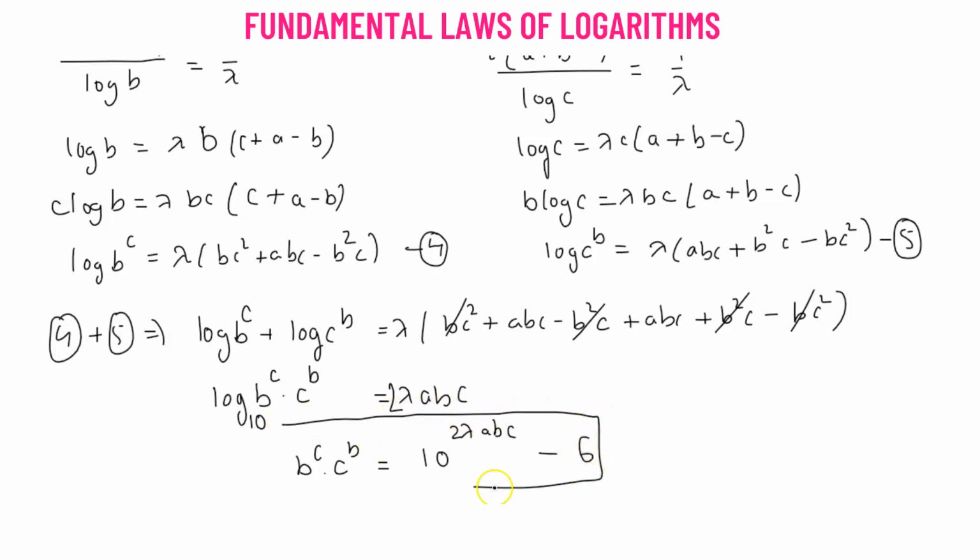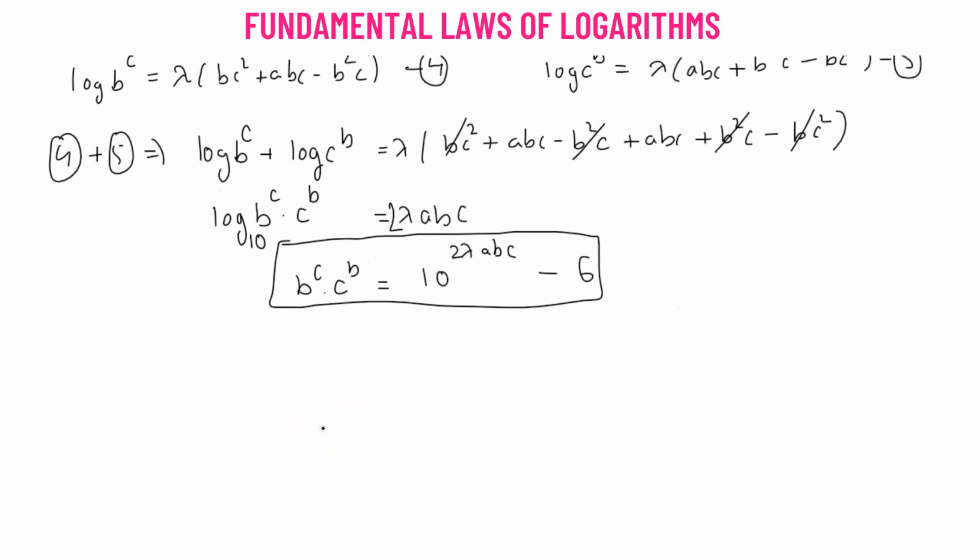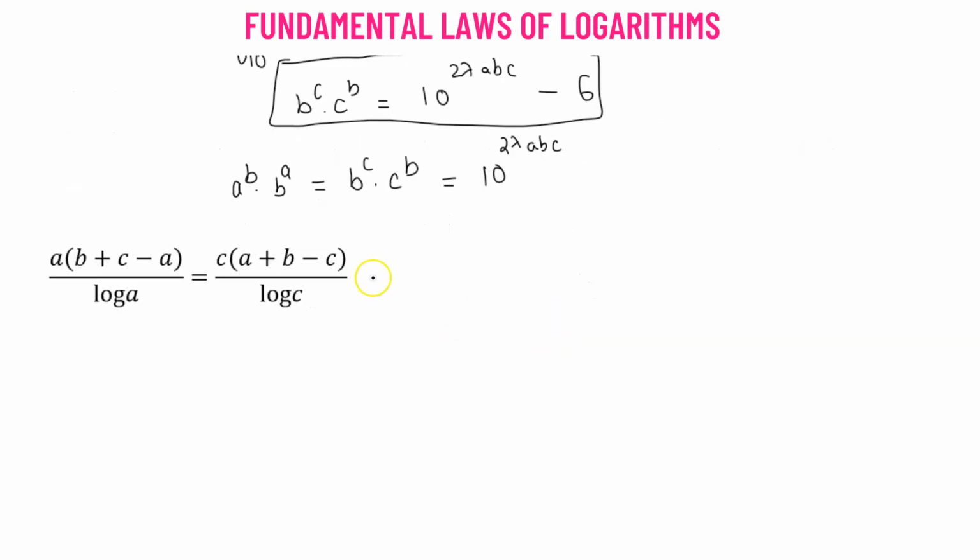We have obtained a result which tells us that a raised to the power of b times b raised to the power of a, this is equal to b raised to the power of c times c raised to the power of b, and this is giving us a value equal to 10 raised to the power of 2 lambda times abc. Now finally what we'll do, we'll consider the first and the third expression, and we'll equate it to 1 over lambda, and when we solve this we will get the result that c raised to the power of a times a raised to the power of c. This value is also going to be equal to 10 raised to the power of 2 lambda times abc. I'm leaving this as an exercise for you.